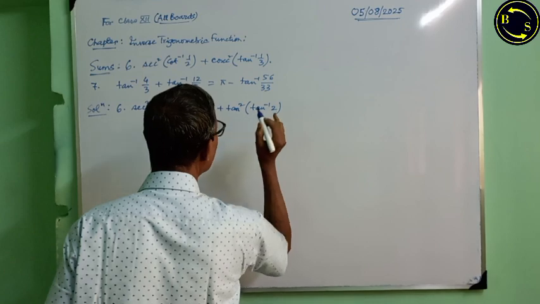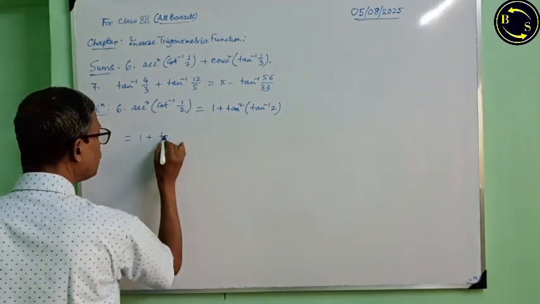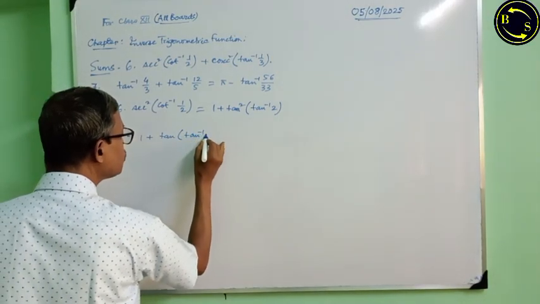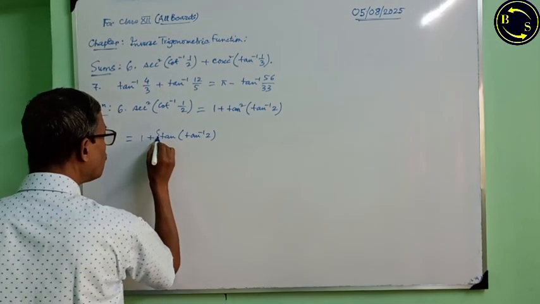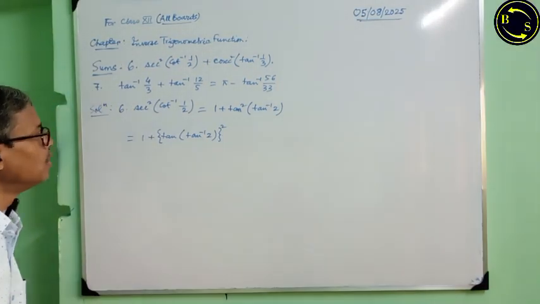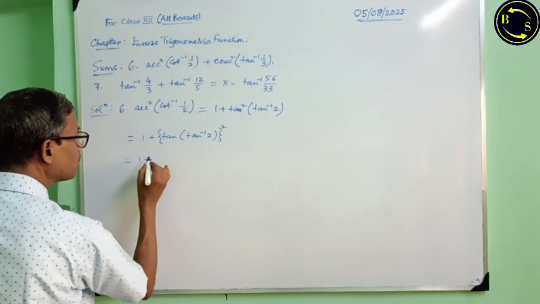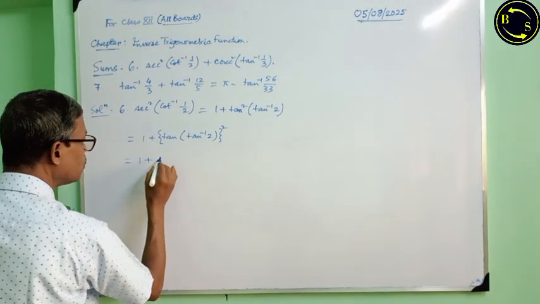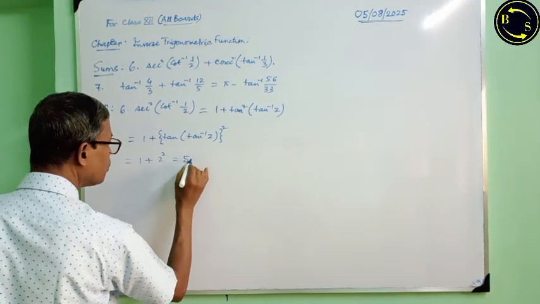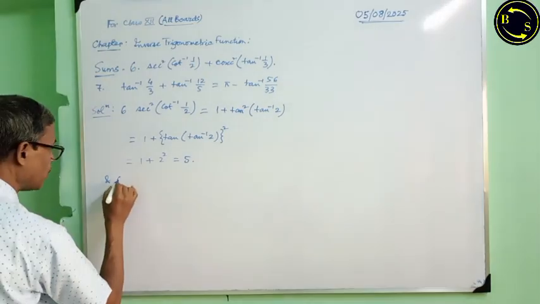That is equal to 1 plus tan of tan inverse 2 whole square. That is equal to 1 plus tan of tan inverse 2, that is 2 square, here 5, and cosec square tan inverse 1 by 3.